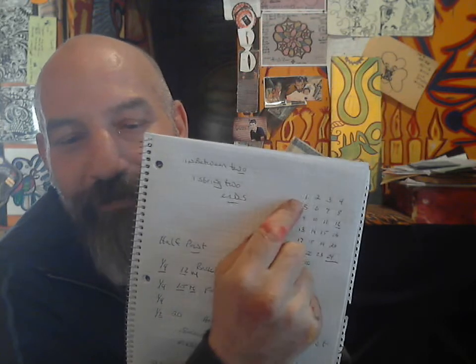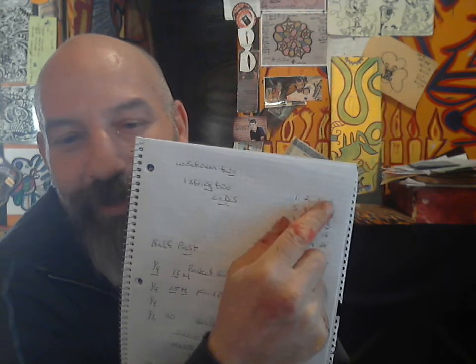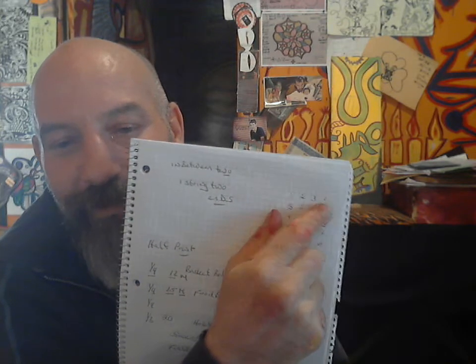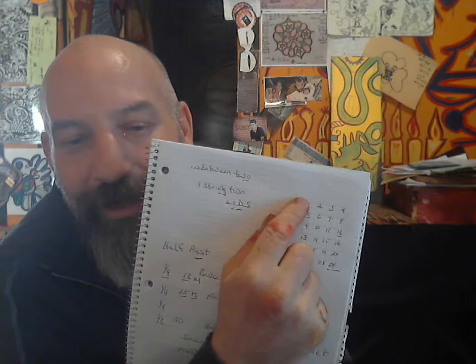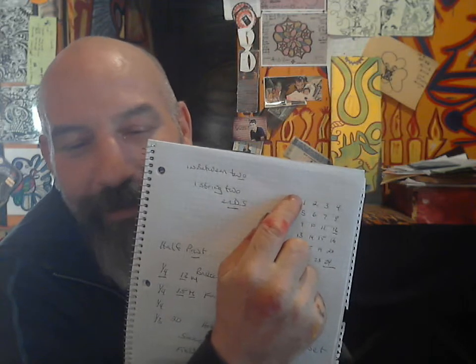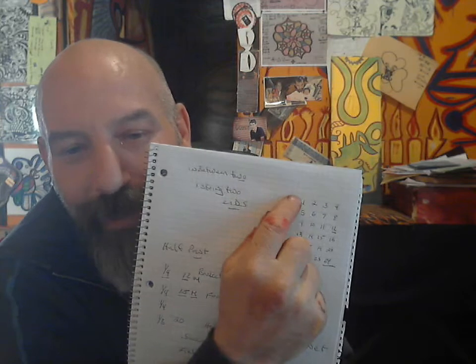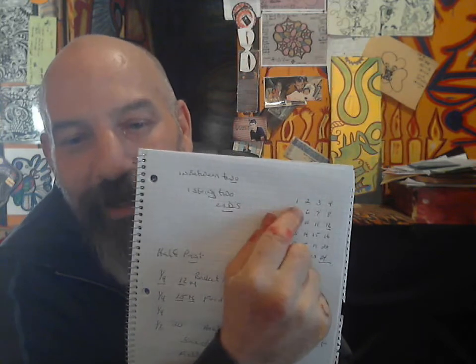1, 2, 3, 4, 5, 1. Monday, Tuesday, Wednesday, Thursday, Friday, Monday. You started at Monday, so you have to go back to Monday. You got to get home. It's time to come home. Monday, Tuesday, Wednesday, Thursday, Friday, Monday.